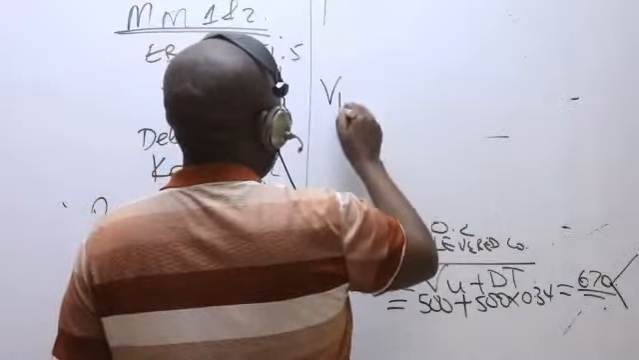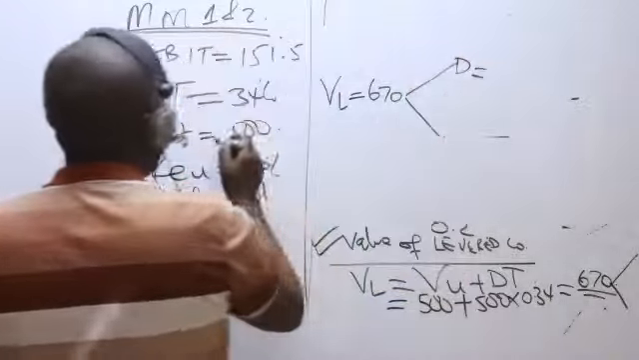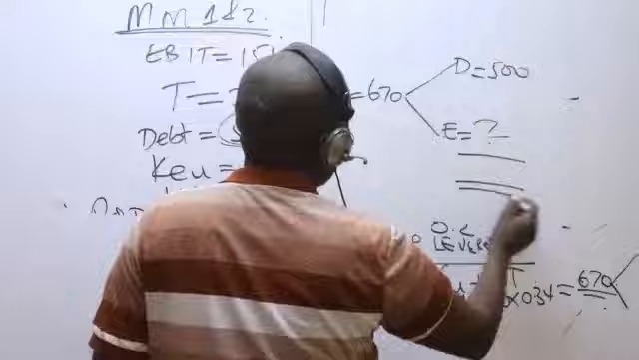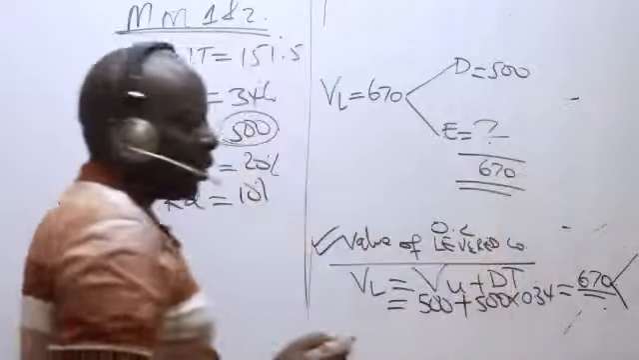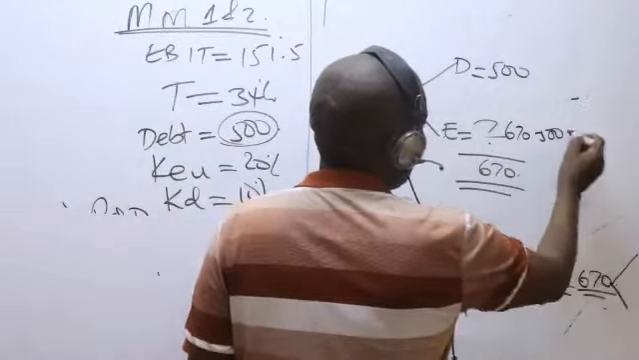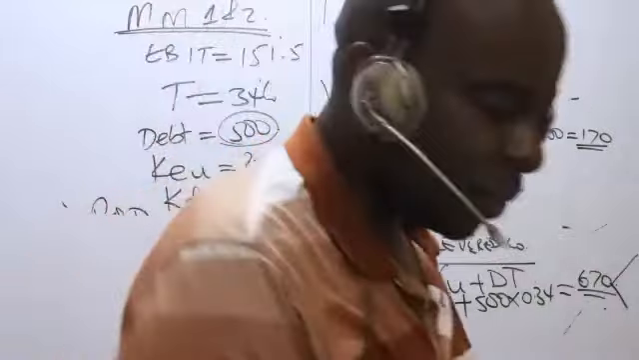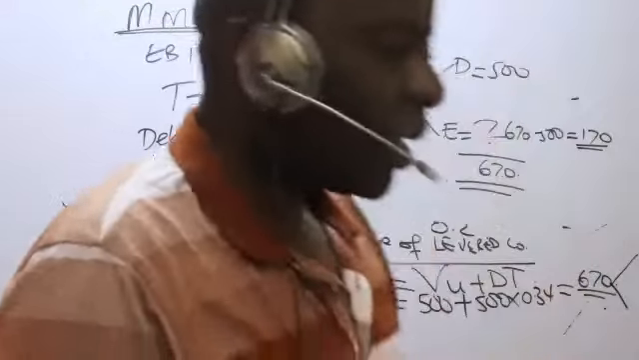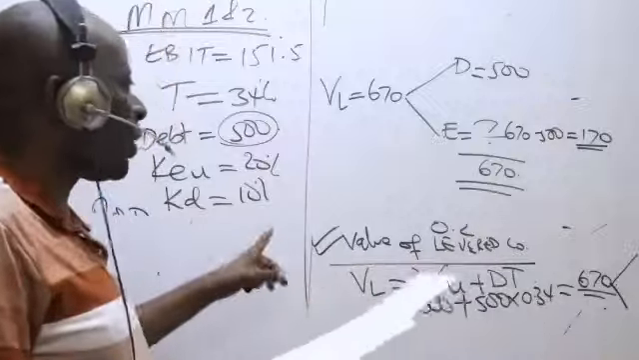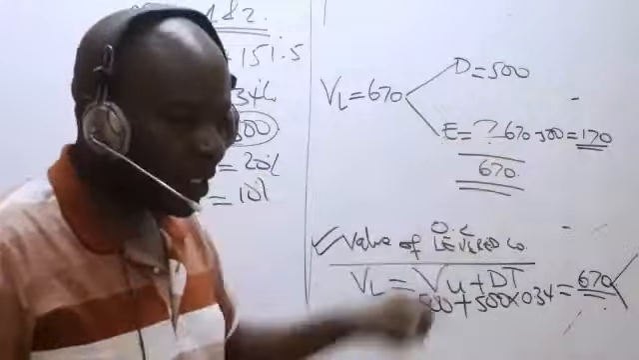So we have here value of levered equals 670. We know that debt in this question has been given as 500. So what will be the value of equity, given that the two must add up to 670? 170. So equity will be 670 minus 500, which gives us 170. That is the first thing that you needed to have done in this question. So what is the value of the levered firm's equity? That was the question. So the value of the levered firm's equity is 170.